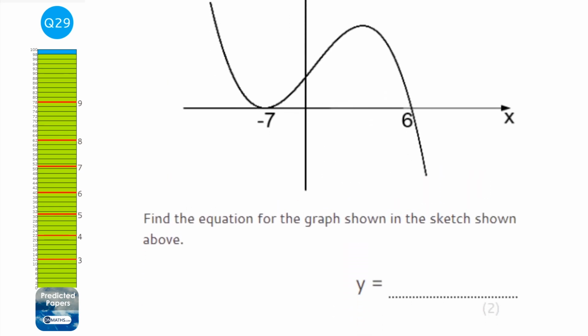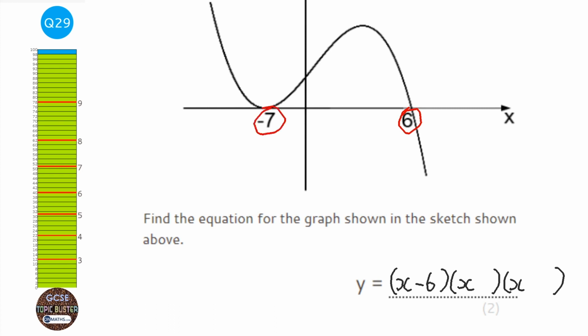Okay, so we've got a cubic graph here because it goes down then up and then down again, and we're asked to find the equation of the graph. Now the problem with this is the normal method is to put down 3 brackets, and any solution it gives us in the graph we write down the inverse sign. So for this one here, it would be x minus 6, because 6 take away 6 is 0, therefore that's a solution. And for this one here, it would be plus 7, because 7 take away 7 is a solution, right? Because it equals 0.